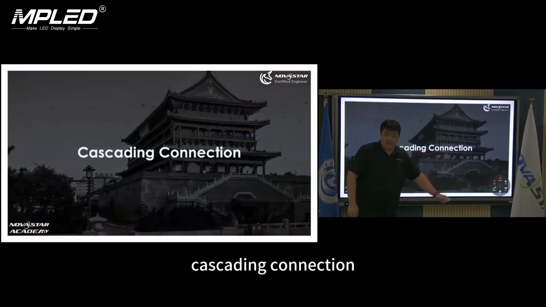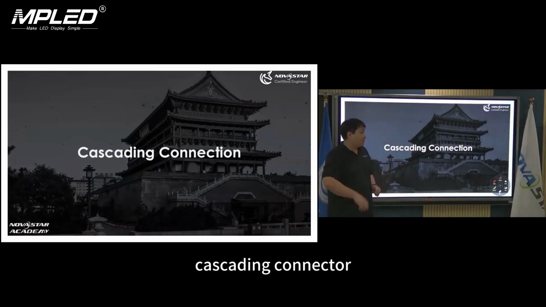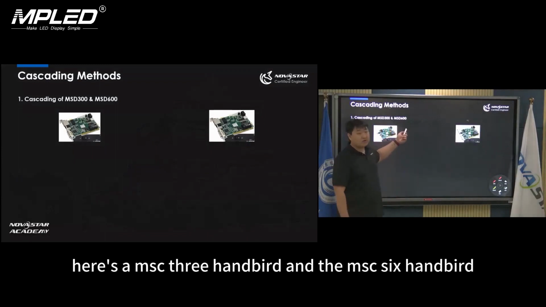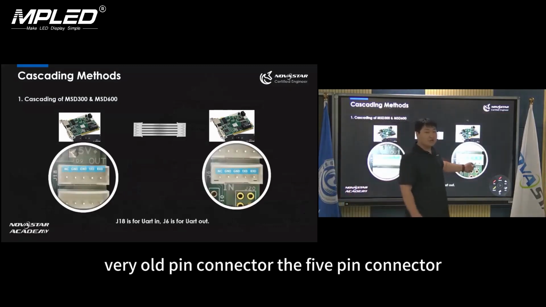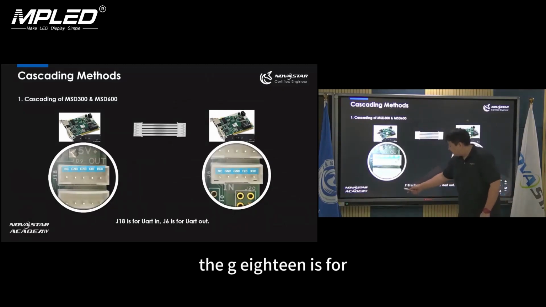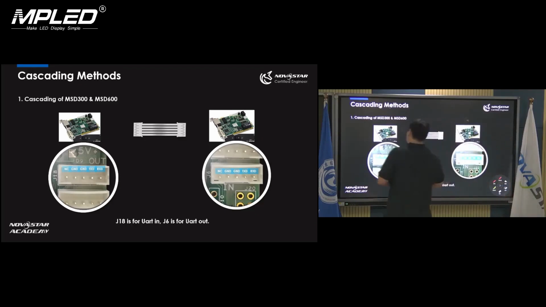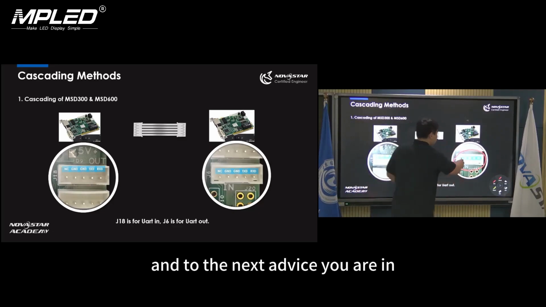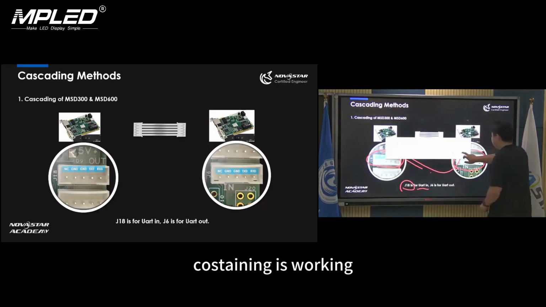The cascading connection. We check different types of cascading connectors. Here are the MSC 300 and the MSC 600. They use the very old 5-pin connector. We have to use this kind of short cable, and G18 is for UART in, G6 is for UART out. We have to connect the first device's UART out to the next device's UART in, to make sure the cascading is working.